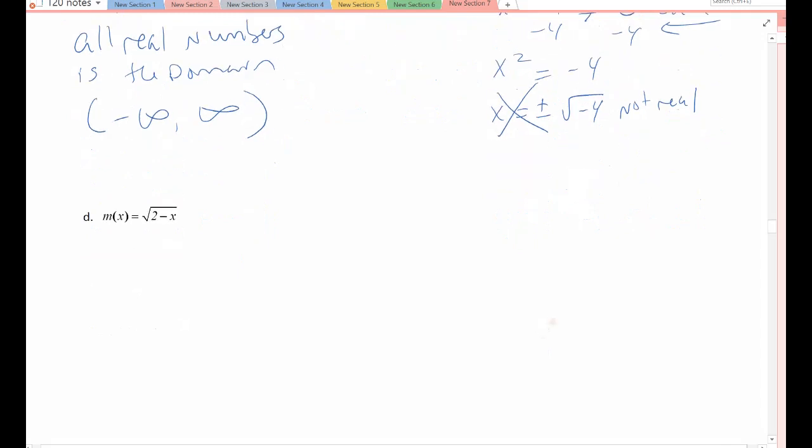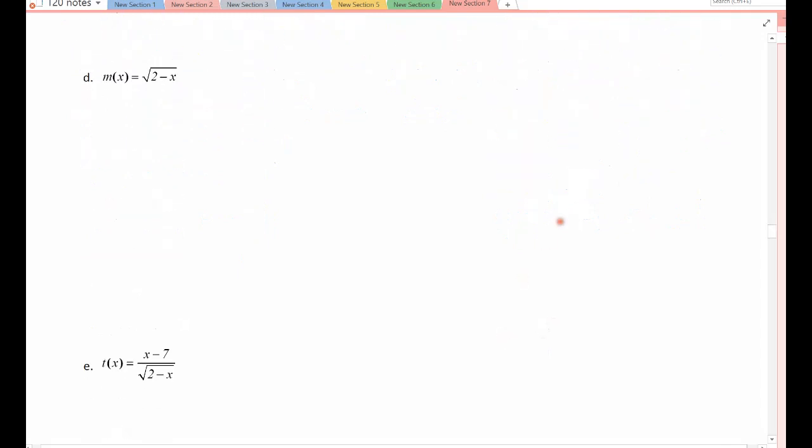And now we're going to look at a couple examples with roots. The first one with a root is m of x is equal to the square root of 2 minus x. Remember, square roots, as the last example showed, I can't have negatives under the root. And so we want to find all real numbers of x such that 2 minus x is greater than or equal to 0. Positive, it can be 0.